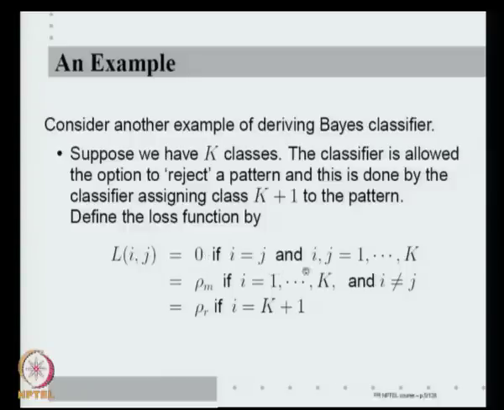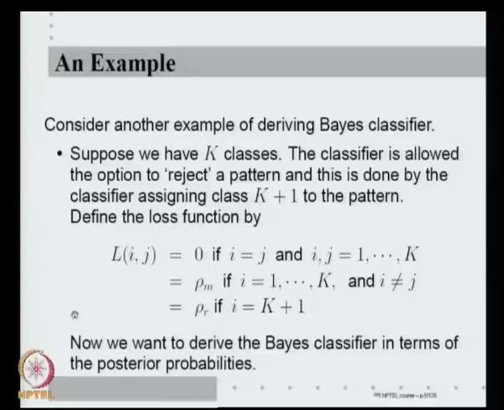Similarly, if i is 1 to k, that is, the classifier has decided to call a particular class, but i is not equal to j, then we misclassified. Let us call that cost rho m for misclassification. On the other hand, for any j, if i is k plus 1, that is, the classifier has decided to reject the pattern, the loss is rho r. Okay. So, this is the loss function. If I misclassify a pattern, I suffer a loss of rho m. If I reject a pattern, I suffer a loss of rho r. Of course, correct classification is 0 loss.